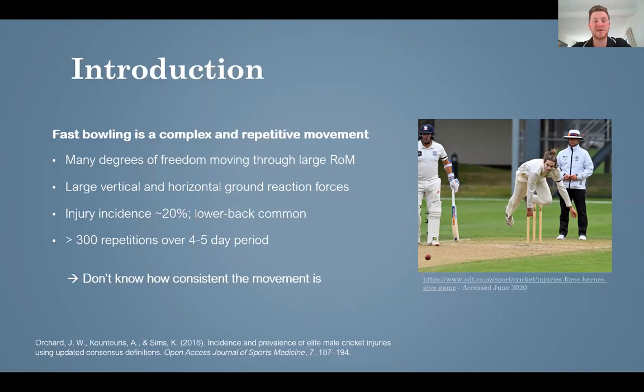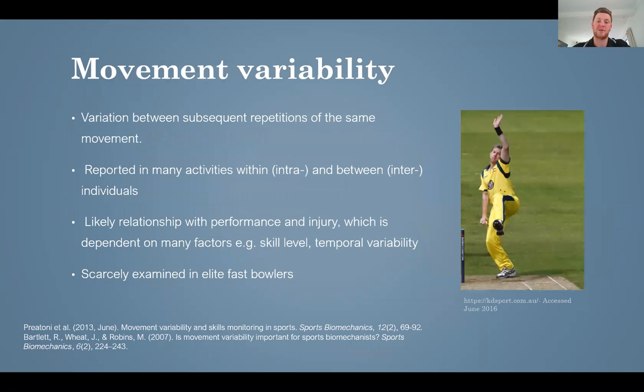And when you look at the location of these injuries, it's the lower back injuries that result in the most amount of time out of the game. Hence the focus on spinal kinematics in this study. Fast bowling can also be very repetitive, so it can be required to be over 300 repetitions of the same movement over a 4 to 5 day period, but we don't know how consistent the movement is over this time. So we don't know the amount of movement variability that is present.